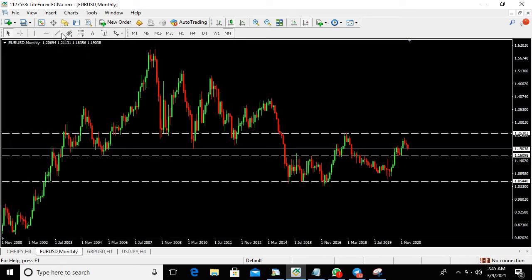So now let's see where the market is going. As you can see, the market has already started a new trend, because the trend line has been broken in a monthly time frame, which means the market has started a new trend. So as you can see, from 2007 July, the market is starting to drop down.